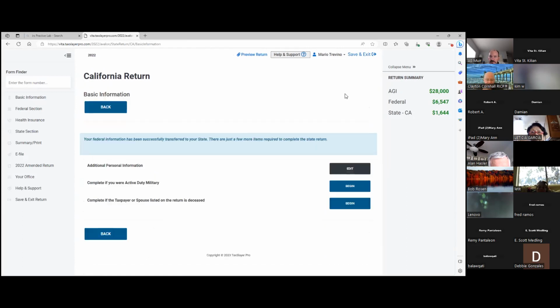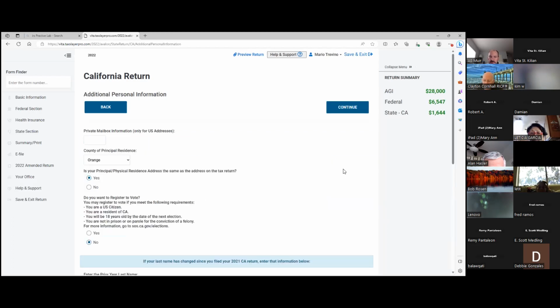Let's start off with basic information. This is for additional personal information. You can see right here, generally that federal information is going to be transferred to the state. And then sometimes you have to make what we call manual entries. So let's open up the personal information.